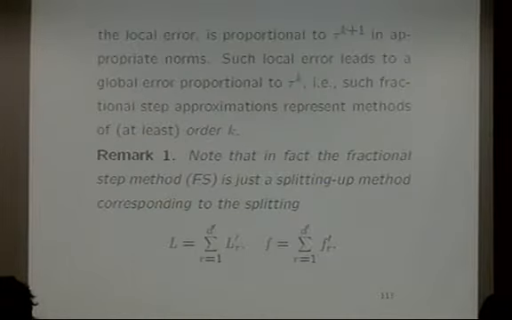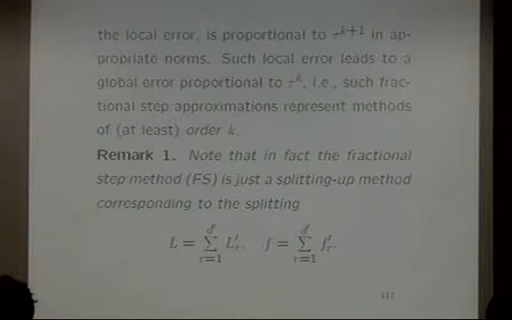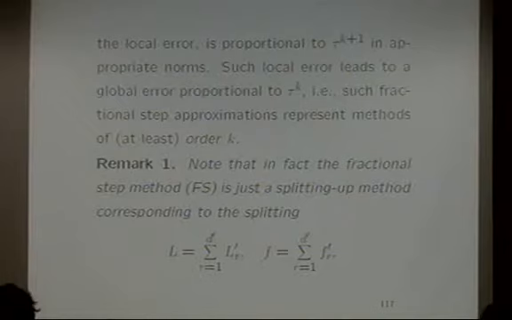Right. Now, even more. This example suggests that one can consider so-called fractional step approximations, when in each cycle just a fraction of tau is used, and then one runs through several cycles, and then one should find suitable C_ij numbers in order to estimate at least the local error. If the local error is proportional to tau^(k+1) in appropriate norms, then the global error one expects is tau^k, and in fact one can do this.